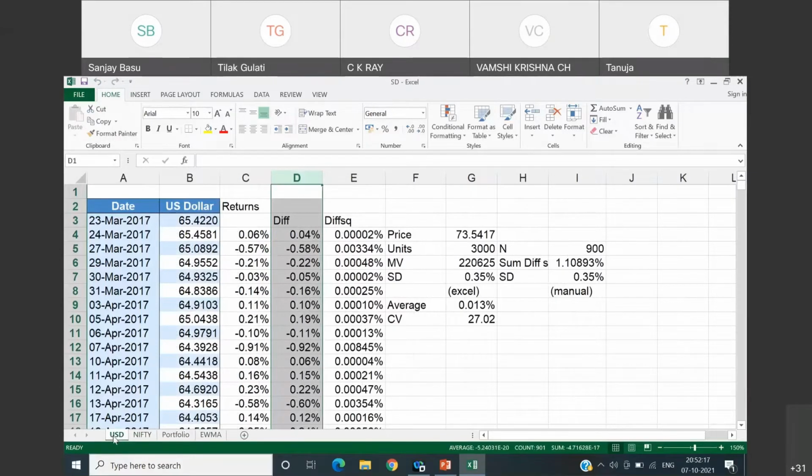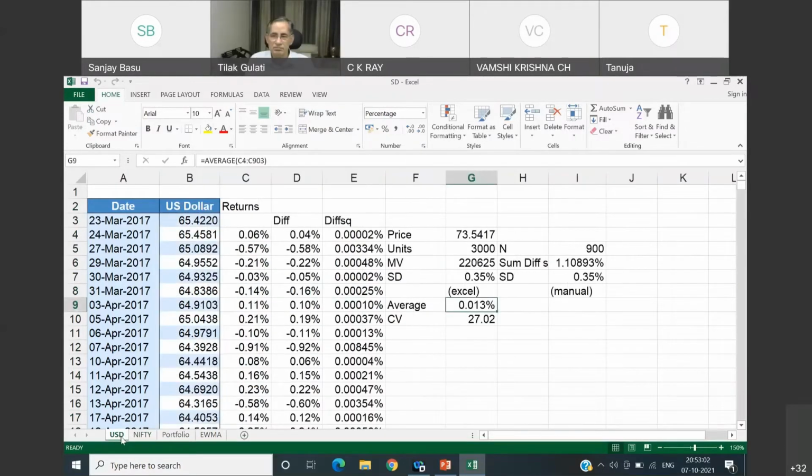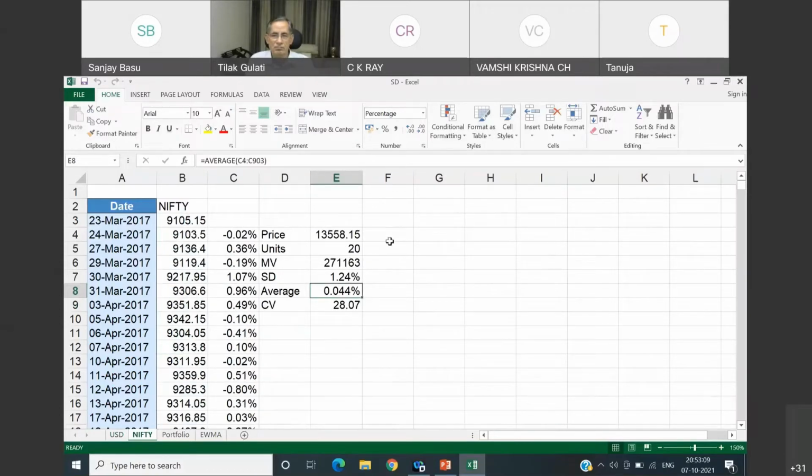Very often, we are asked to compare the risk profiles of two different securities. So how do you compare the risk profiles of two different securities? Right? So what we do is we calculate means of these securities. So therefore, we calculate the average return. So since this is daily data, the average is close to 0.